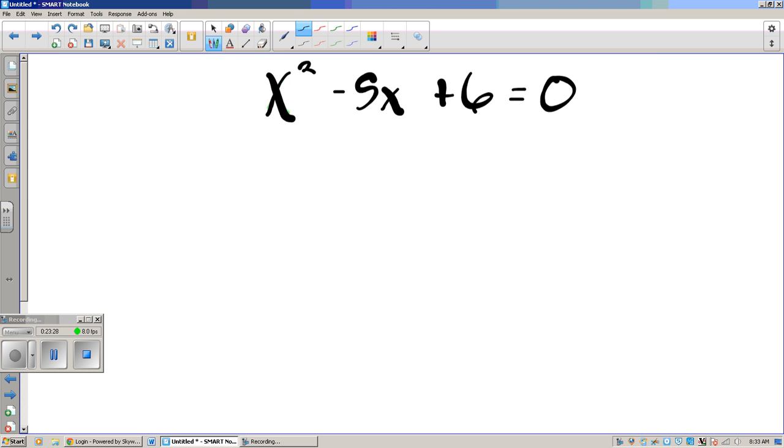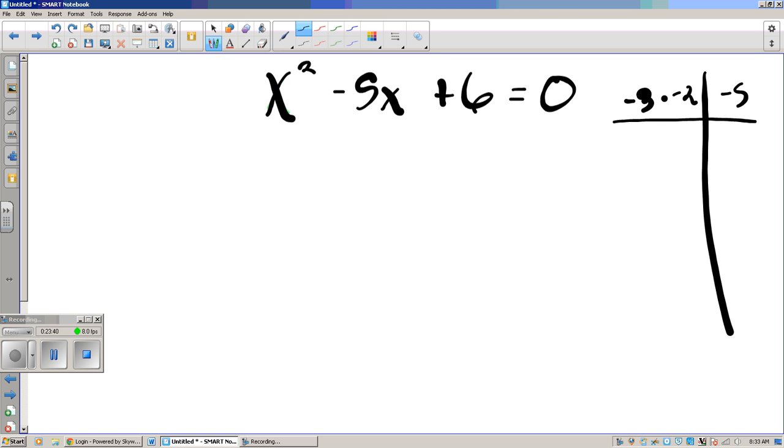Negative 3 and negative 2. Some people who got this wrong did negative 6 and 1. But negative 6 and 1 would give you positive 6 and negative 1, but that would give you negative 6 and not positive 6. So we're really multiplying to 6, with negative 3 and negative 2, and negative 3 plus negative 2 gives negative 5.